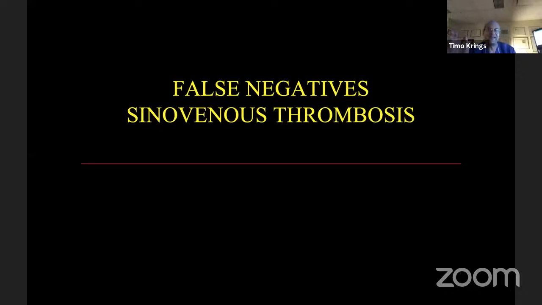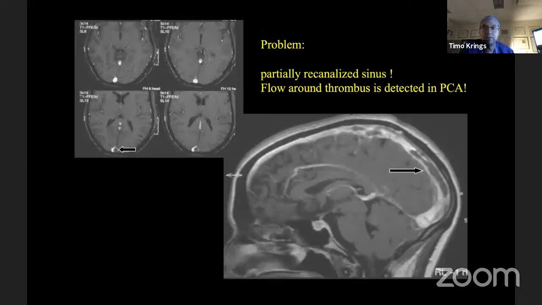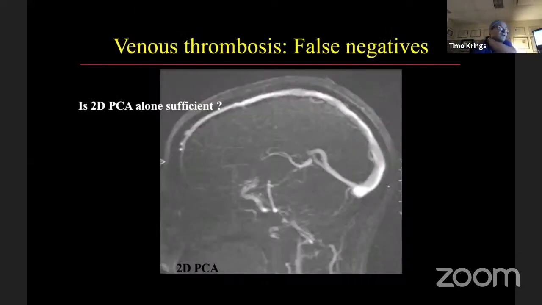What are the false negatives in sinovenous thrombosis? False negatives are related to the fact that certain MR techniques that we are using are innately T1 weighted. For example, a phase contrast angiography is T1 weighted, which means that everything that is primarily hyperintense on T1 will be demonstrated as a high signal, including thrombus.